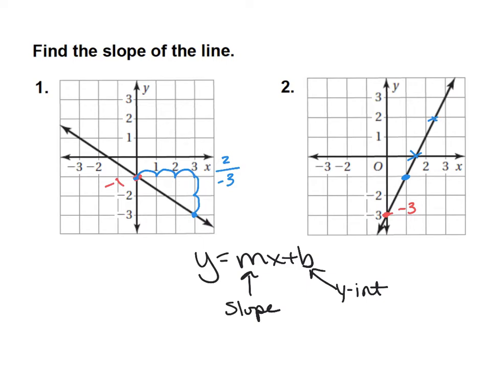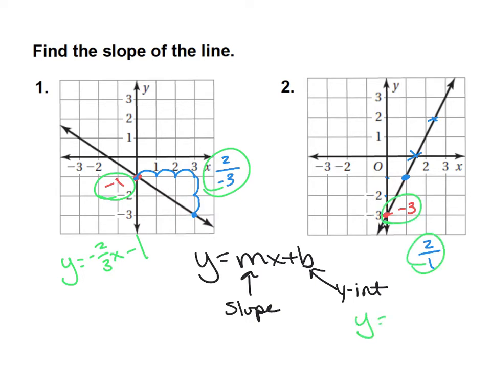So my rise is 2. My run is 1, both going up and to the right, so it's 2. So my equation for this, here's my slope, here's my y-intercept. Y equals mx plus b. Same thing over here. Here's my y-intercept, here's my slope. Y equals mx plus b. And I could put 2 over 1, but 2 over 1 is the same as 2.